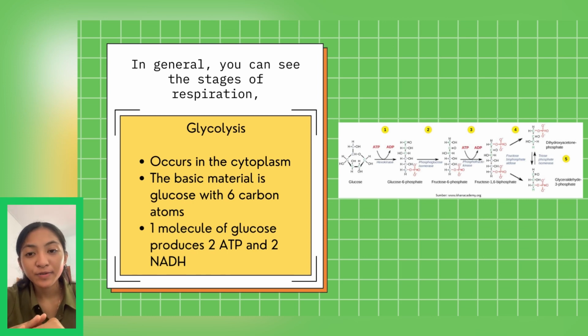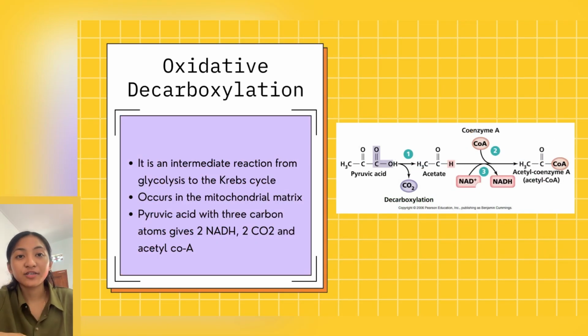The first stage of respiration is glycolysis. It occurs in the cytoplasm. The basic material is glucose with 6 carbon atoms, and 1 molecule of glucose produces 2 ATP and 2 NADH. Next stage is oxidative decarboxylation.